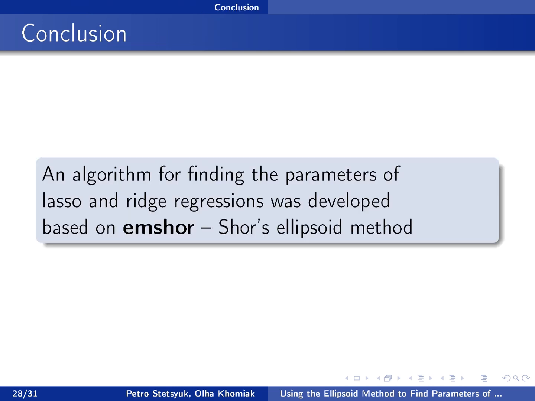Let's move on to the conclusions. It is worth noting that the algorithm for finding the parameters of Lasso and ridge regression was developed based on the ellipsoid method. This is the ellipsoid method developed by Naum Zuselevich Shor. The formulation of the problem is quite broad and includes a number of different regressions that can be interpreted at other values of p and q between 1 and 2.